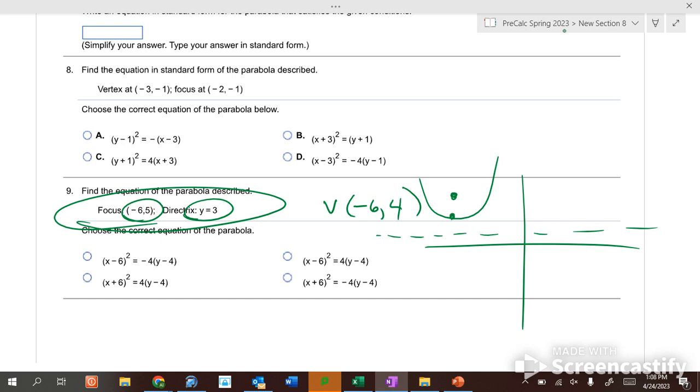So in my old-fashioned way of doing it, I'd say y minus the y value equals 1 over 4 times 1 times x minus the x value. But what they do is they multiply each side by 4 to get rid of that. So 4y minus 4, x plus 6 squared. x plus 6 squared equals 4 times y minus 4. So it'd be that one.